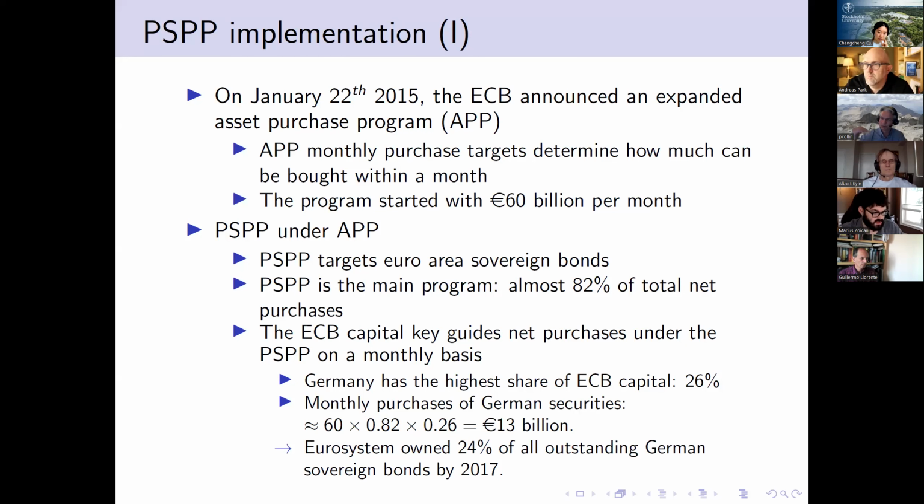And then the program was ramped up to 80 billion. So this 13 billion was increased to close to 18 billion per month of German sovereign bonds, which effectively was quite a large amount of purchases of German sovereign bonds. In the end, the Eurosystem owned about 24% by 2017 of all the German outstanding bonds.